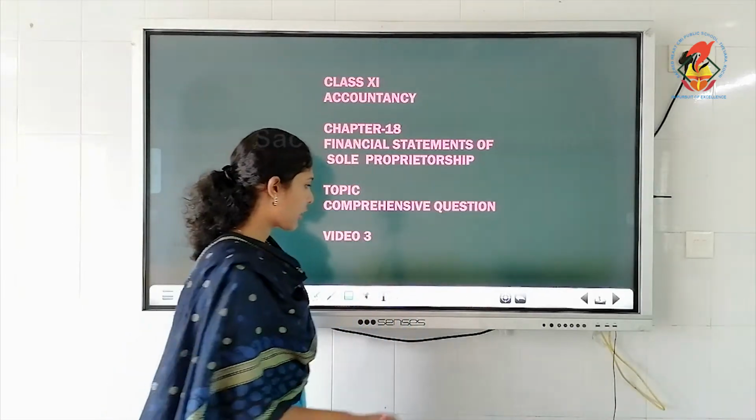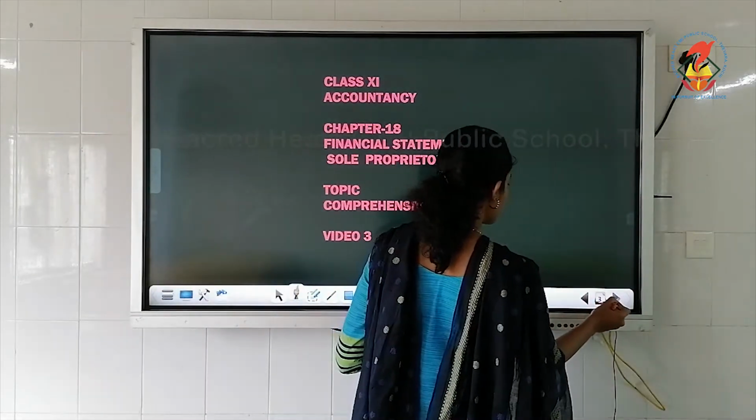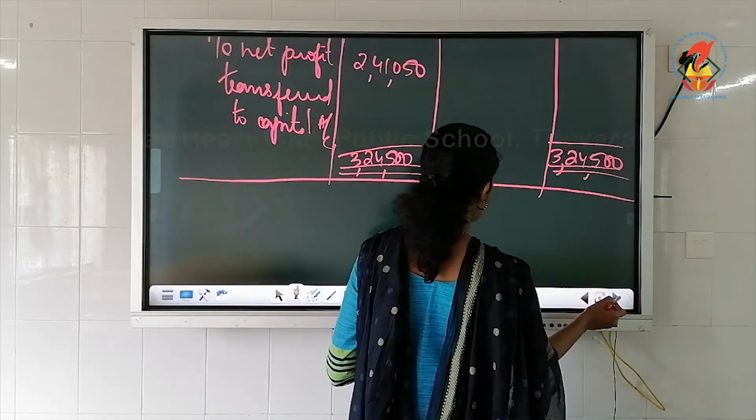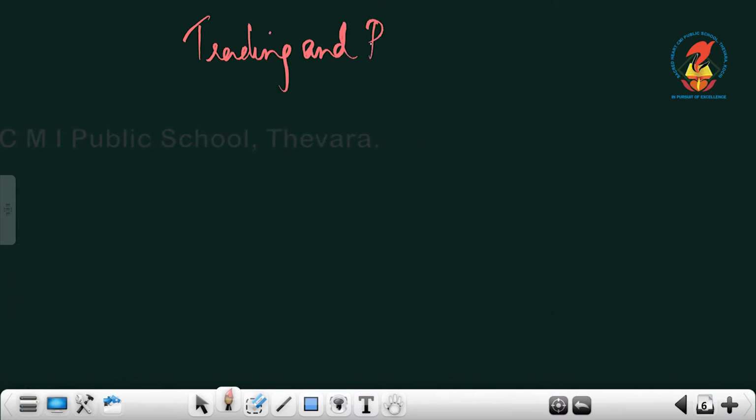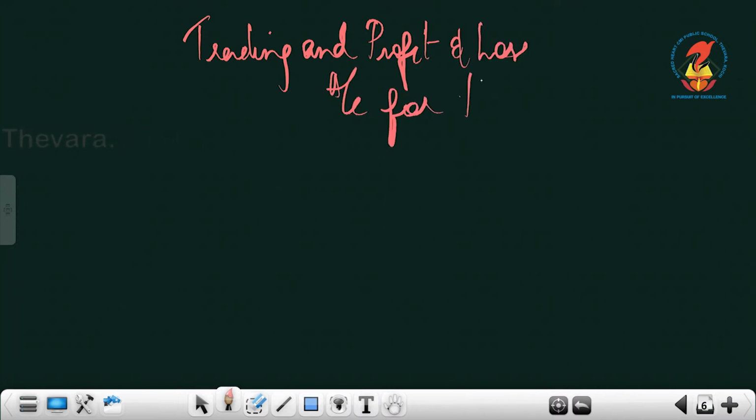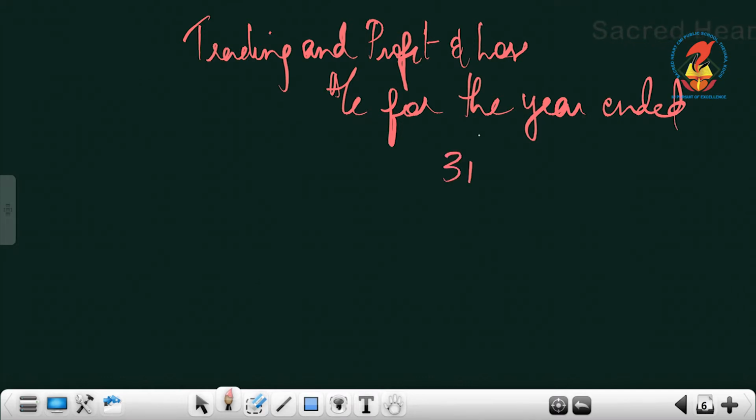We will start with the trading account. Now what we are going to do is not simply a trading account. It is the trading and profit and loss account. The combined account is what you have to do now. So give the heading trading and profit and loss account or P&L account. Account you can write A/C or the full term also, but this is enough. For the year ended 31st March 2020. The headings are needed. Headings are compulsory.